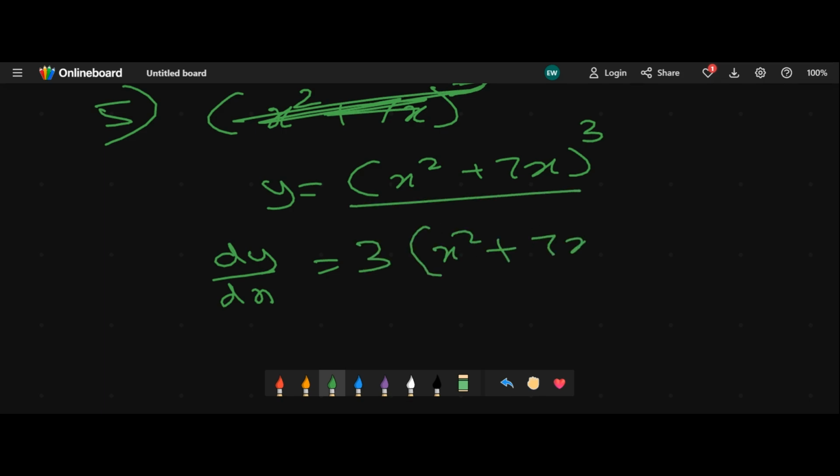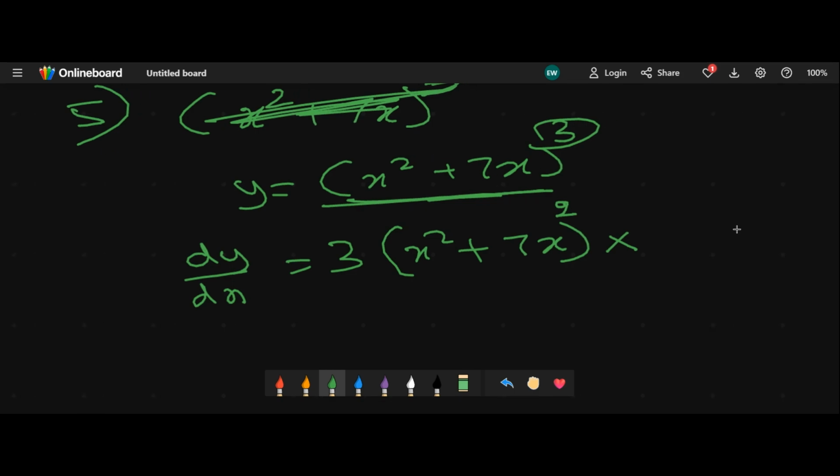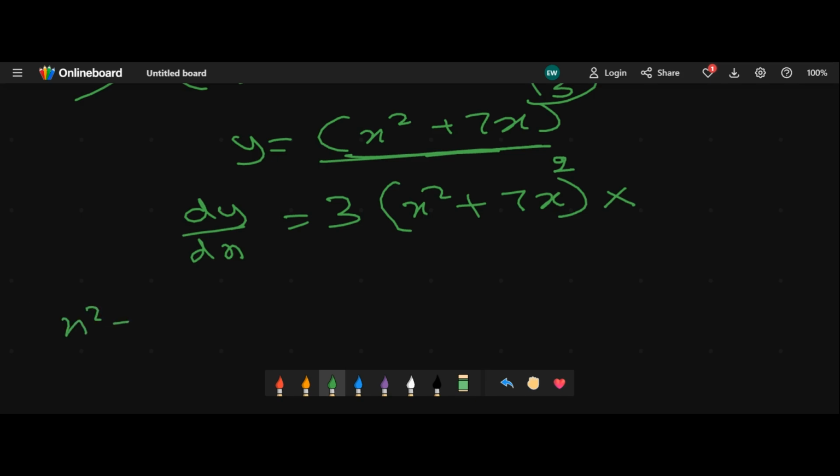So x squared plus 7x, and the power 3, you have to subtract 1, so 3 minus 1 is 2. You shouldn't stop here. Times whatever is inside. The power is for what? x squared plus 7x. So whatever the inner thing, you have to differentiate that. If you differentiate x squared plus 7x: x squared gives 2x, plus, differentiating 7x gives 7. So times 2x plus 7. This is the answer.